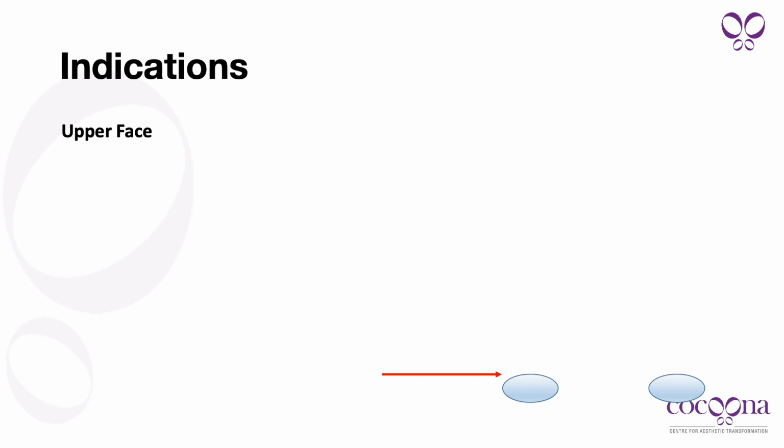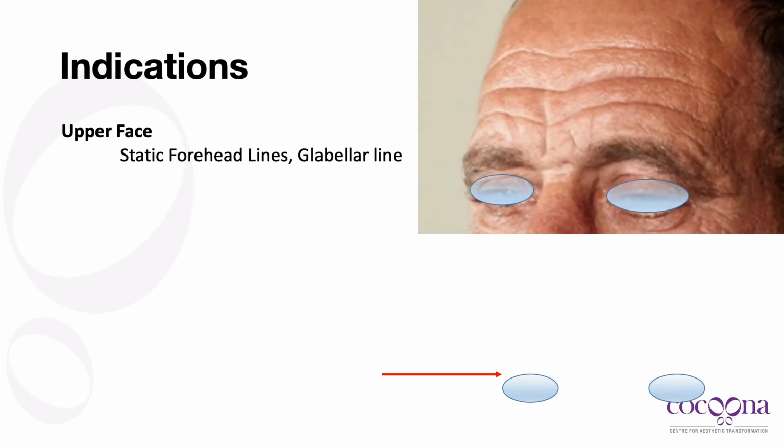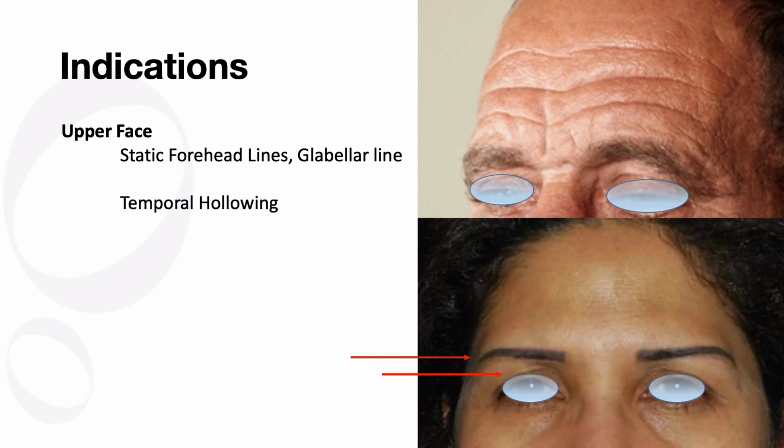In the upper face, which are the places you can use fillers and for what? You can use them for static lines and glabellar lines like these ones, for temporal hollowing like this patient here, for brow rejuvenation, for wrinkles in the brow, for lifting of the brow, correcting the upper lid sulcus, or correcting this A deformity by using filler in this area here.